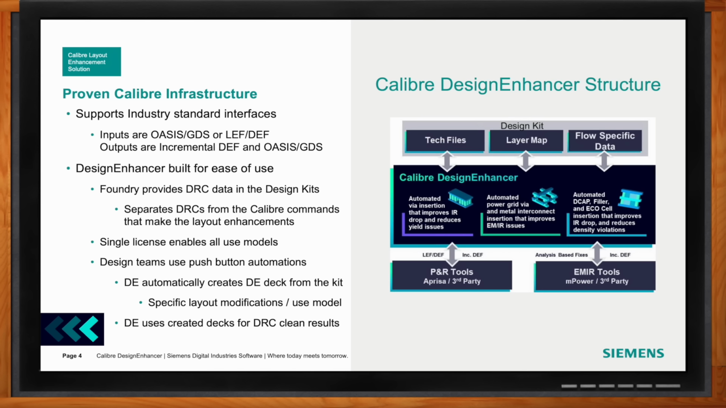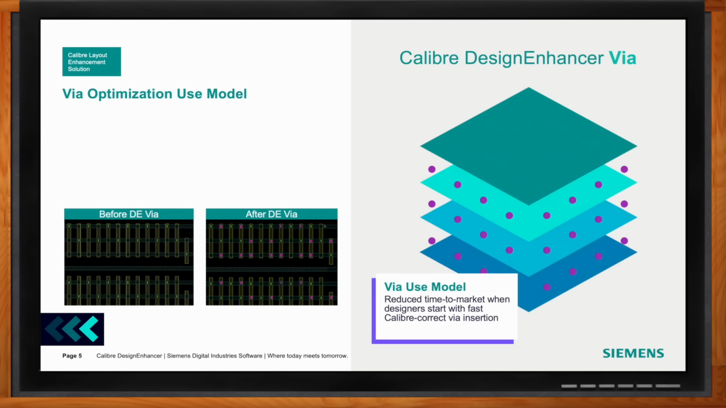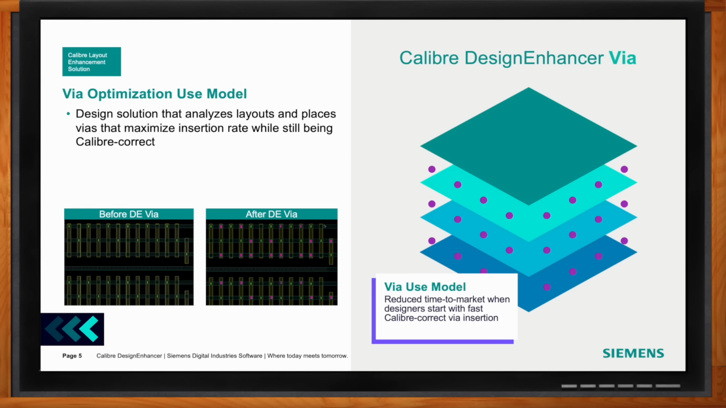How can Calibre Design Enhancer help me optimize my vias? The way it does it is because we know and understand all of the rules related to vias. There are 2 ways to get something DRC clean. What I mean by that is you can be aggressive or you can be very conservative. I'll give you an example. We had a customer that shared this with us. It happened to be Intel. They shared it when we launched the product.